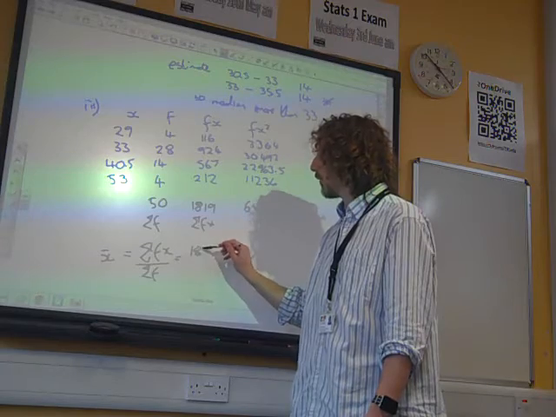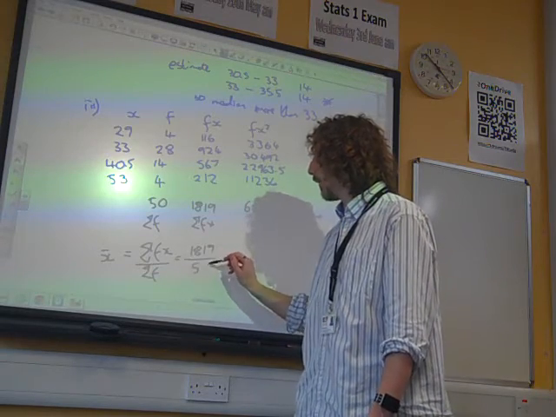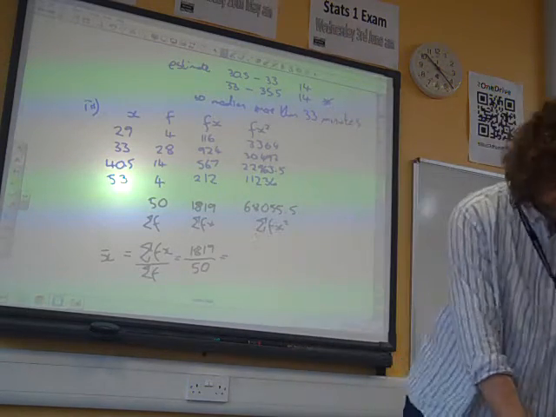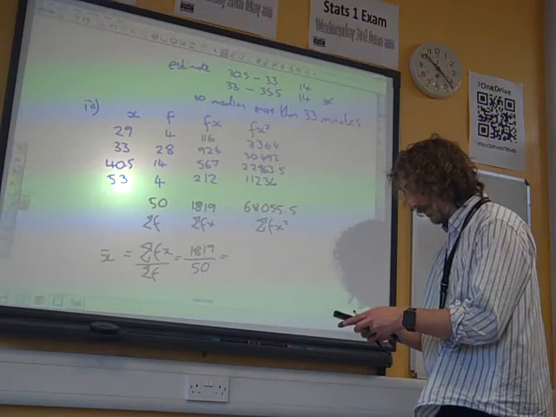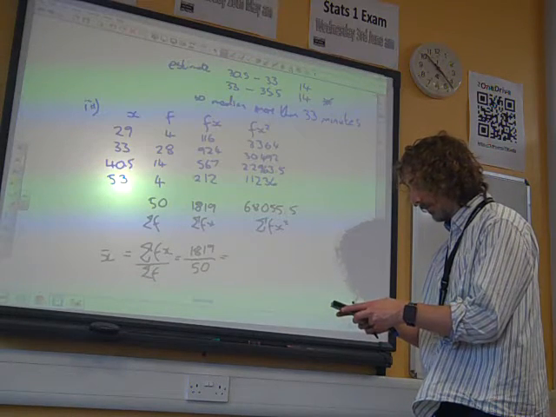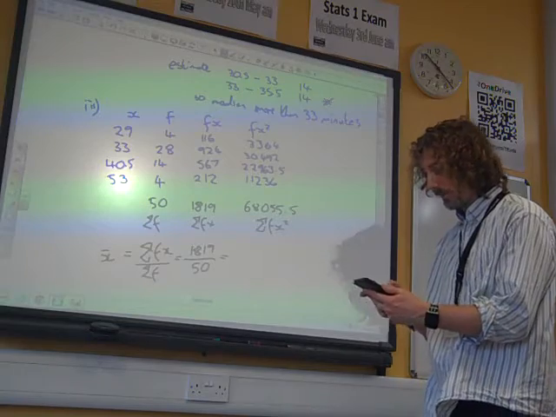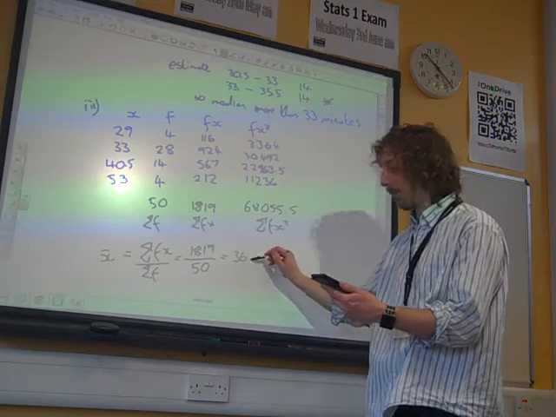So the mean is sigma fx over sigma f. So we're doing 1819 over 50, and that's 36.38.